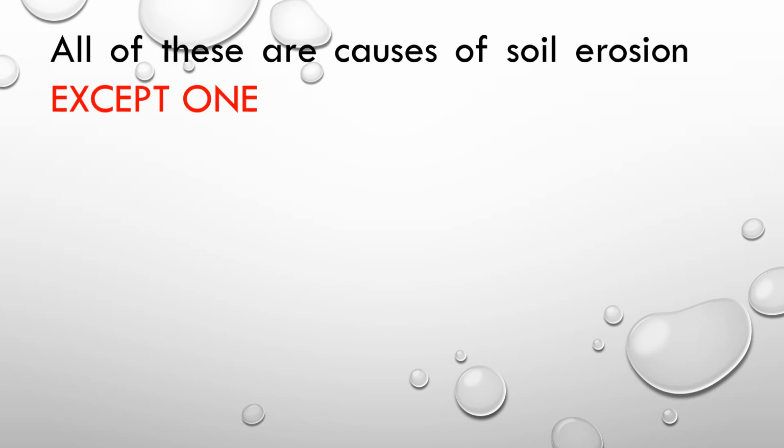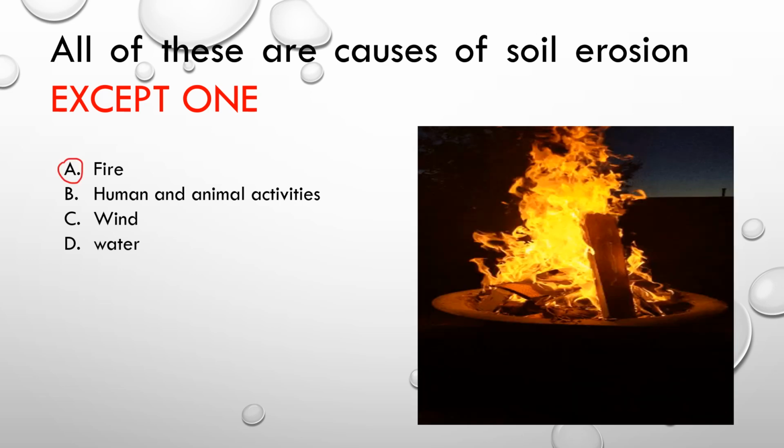All of these are causes of soil erosion except one. A. Fire. B. Human and animal activities. C. Wind. D. Water. Except one that causes soil erosion. Our answer is letter A. Fire.